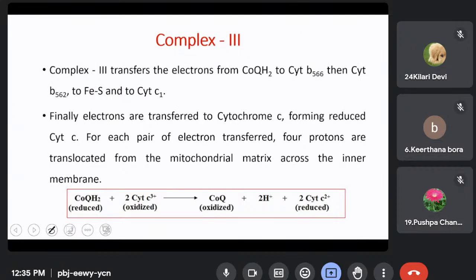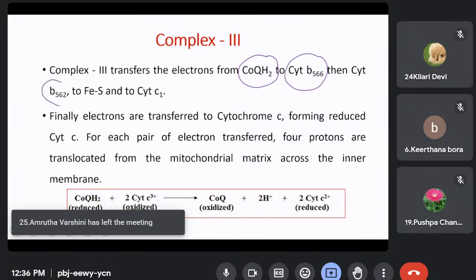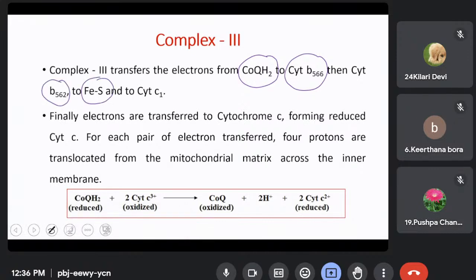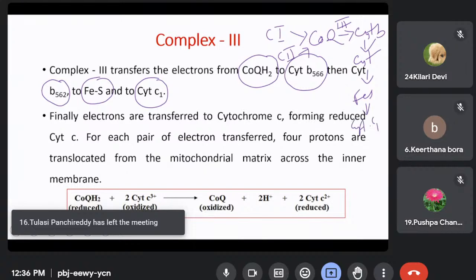Okay. Next, coming to complex 3. Complex 3 transfers the electrons from coenzyme Q, which is reduced, to cytochrome B566, then cytochrome B562, iron sulfur cluster, and finally cytochrome C1. Okay, so this is the sequence. So complex 1 sends it to coenzyme Q, complex 2 sends it to coenzyme Q, and from there complex 3 transfers electrons from coenzyme Q to cytochrome B 566, again cytochrome B 562, iron sulfur cluster, and finally it reaches cytochrome C1.